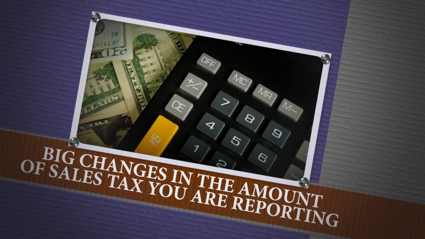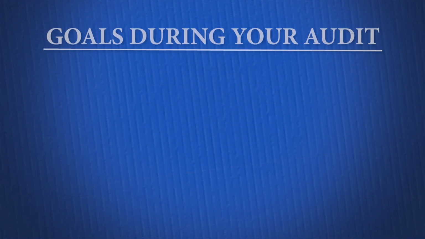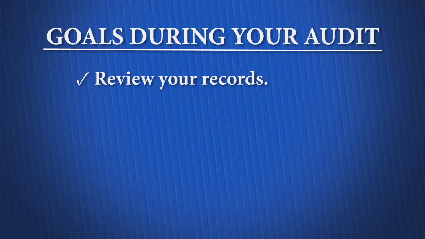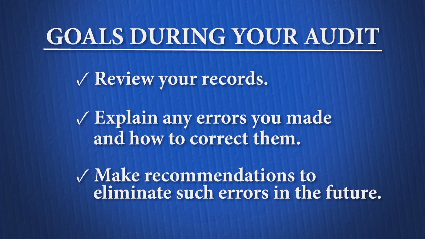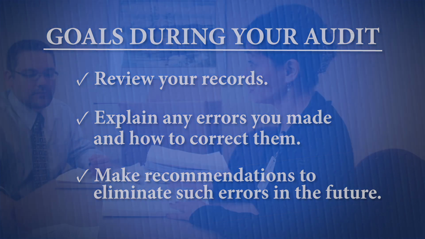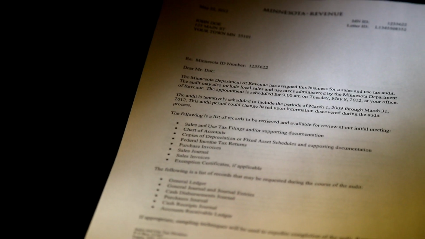Since your business is different from any other, your audit will also be different from any other. One of our auditors will review your records, explain any errors you made and how to correct them, and make recommendations to eliminate such errors in the future. If you have questions during or after our review, please contact the auditor working with you. If you can't resolve your issues with the auditor during the audit, please contact the supervisor listed on the audit confirmation letter.